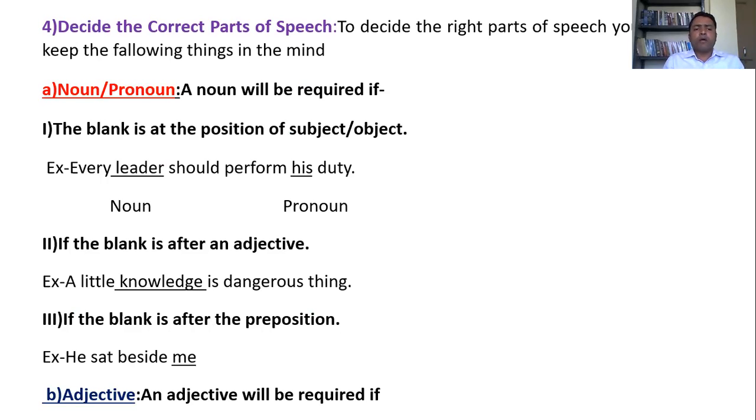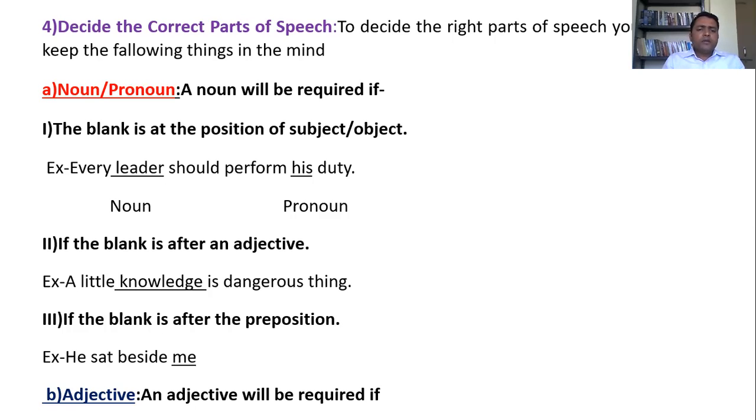Leader is a noun. So here the blank is at the position of subject. And in his duty, his is a pronoun. Second one, if the blank is after an adjective, example, a little knowledge is a dangerous thing. Little here is an adjective. If the blank comes after this adjective little, we have filled that with knowledge. So if the blank is after an adjective, we must use the noun.